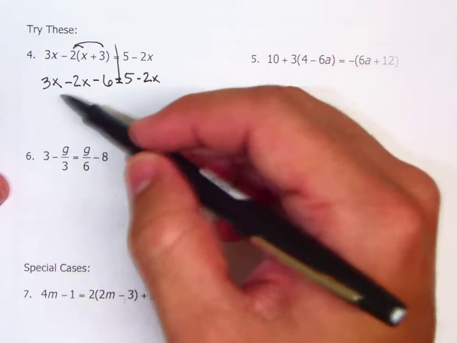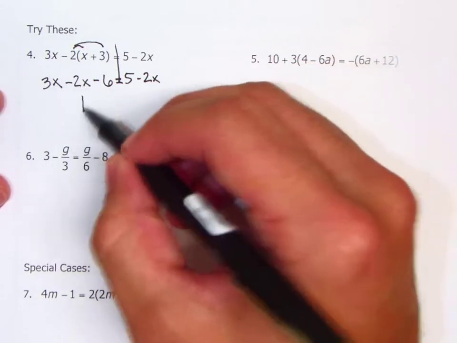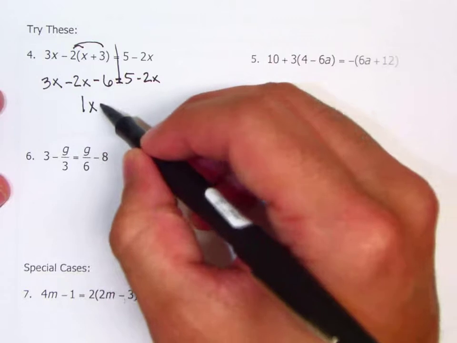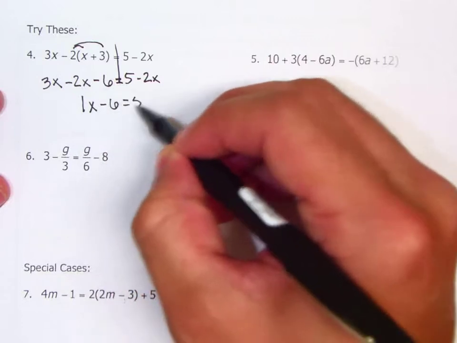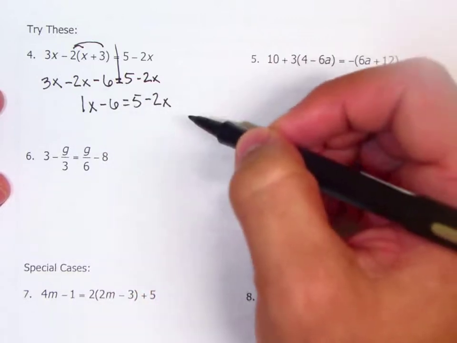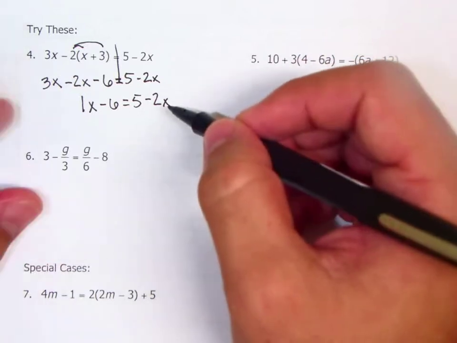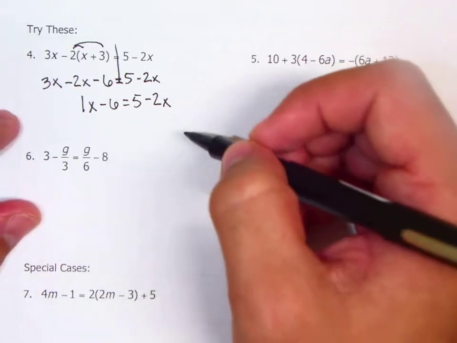So on the left here, it looks like I can combine like terms. 3x minus 2x is going to be 1x. So now I have 1x minus 6 equals 5 minus 2x. And so now we've simplified everything, and now the goal needs to be, okay, I need to get my x's on one side.